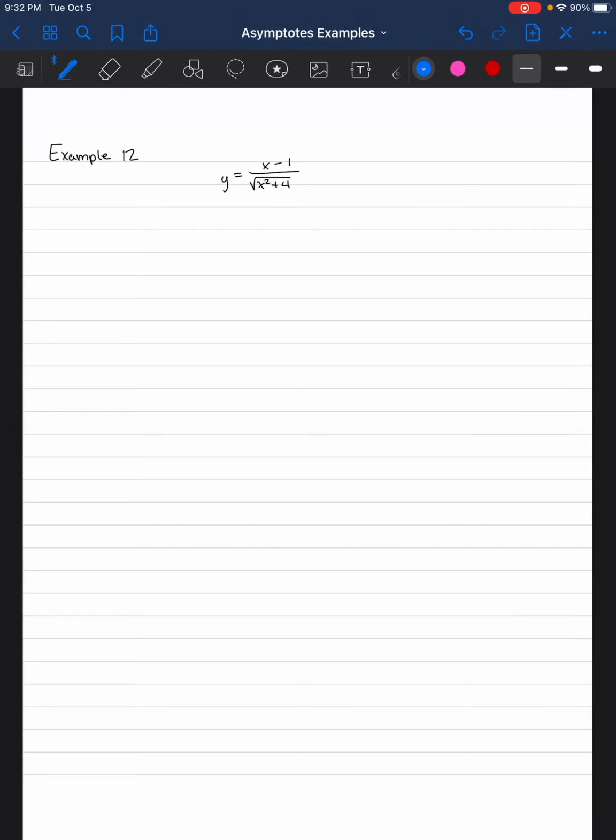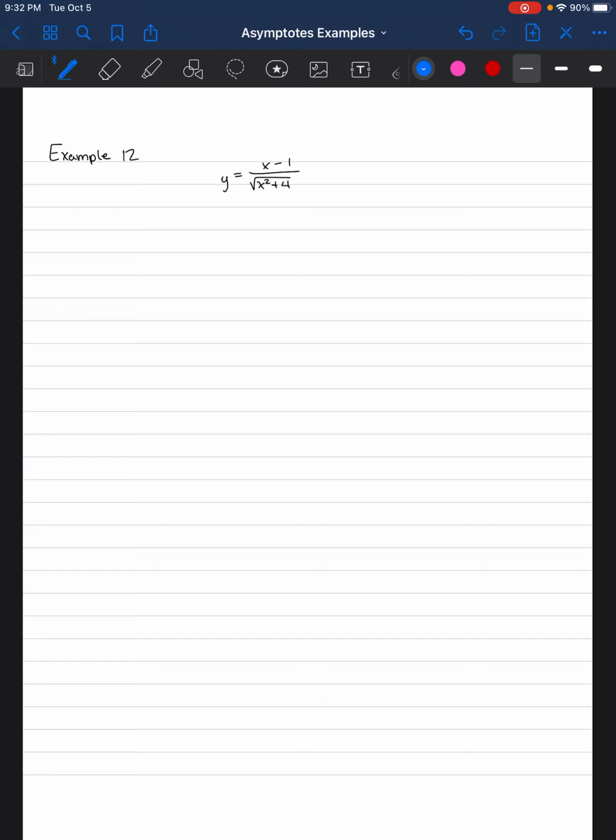All right, so in this video, I'm going to talk about example 12 on our notes on asymptotes. Now, a couple things to point out to you is this is our first type of function where we have both a rational function, a fraction, and a square root in the same problem. And this is going to be important to point out for a couple of reasons.